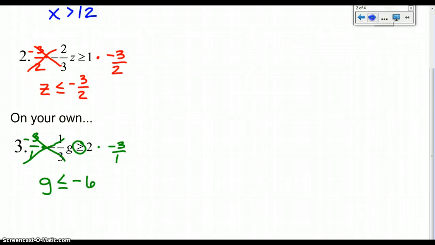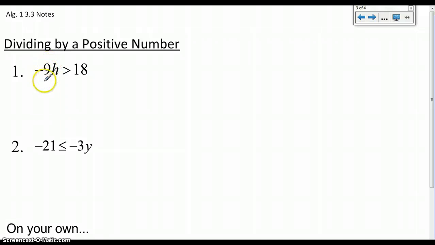We're going to move on to the division now, and just like we did in the multiplication, when you divide by a negative number, you have to switch the inequality sign. So for number 1 here, we're going to get h by itself, we have to divide by negative 9, divide by negative 9. And so we get h, and since we divided by a negative number, we have to switch our inequality sign, and 18 divided by negative 9 is negative 2.